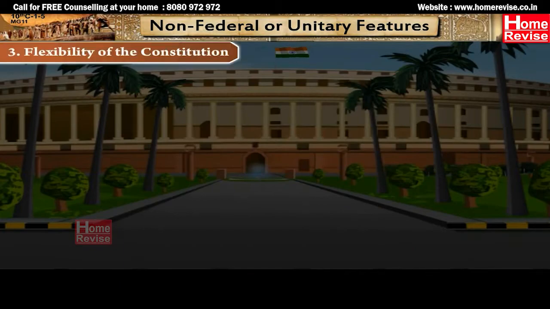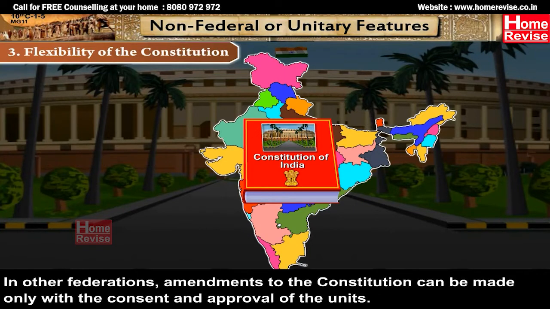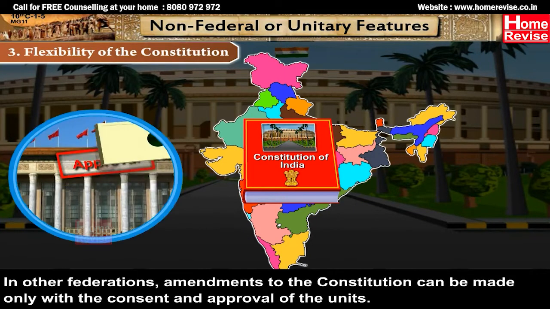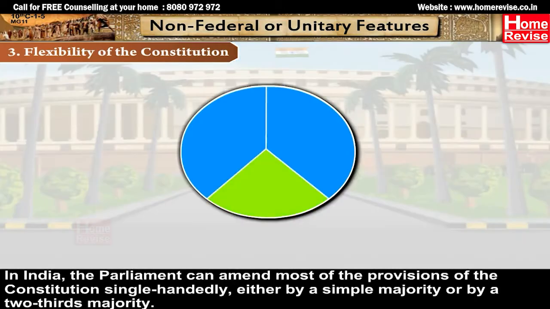3. Flexibility of the constitution. The Constitution of India is rather flexible. In other federations, amendments to the constitution can be made only with the consent and approval of the units. In India, the Parliament can amend most of the provisions of the constitution single-handedly, either by a simple majority or by a 2/3 majority.